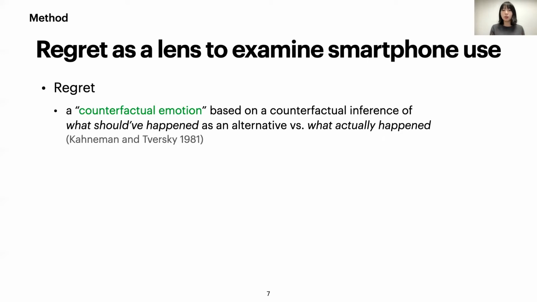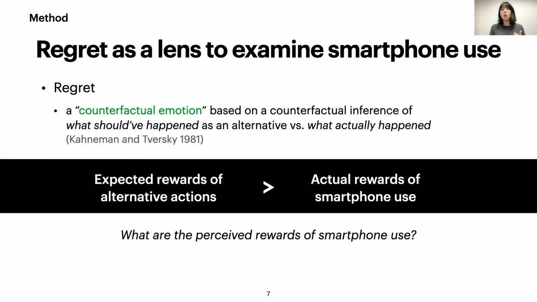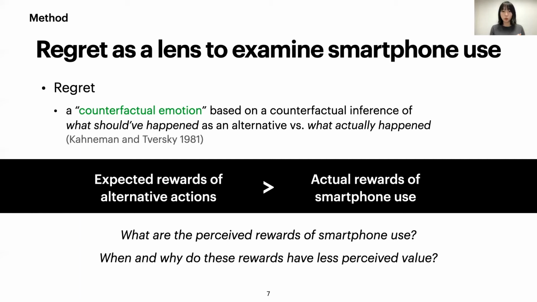In the context of smartphone use, this translates to users regretting when the expected rewards of alternative actions to smartphone use exceed the actual rewards of smartphone use. Following this line of concept, in the analysis, we focus on what the perceived rewards of smartphone use are, and when and why the rewards have less perceived value and thereby lead users to regret.